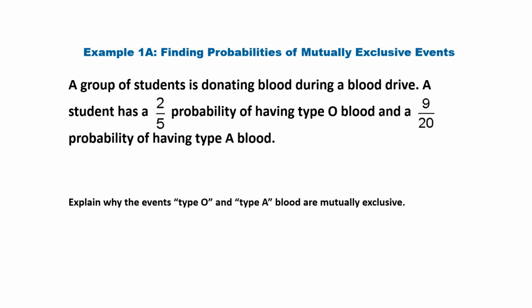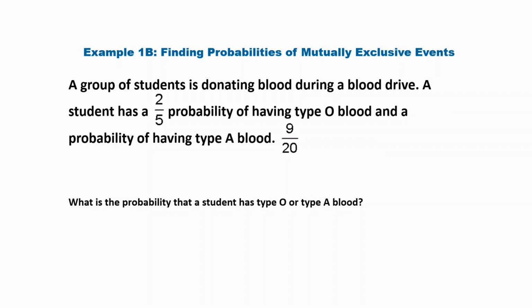All right, here's an example. A group of students is donating blood during a blood drive. A student has a 2 out of 5 probability of having type O blood and a 9 out of 20 probability of having type A blood. The question says, explain why the events type O and type A blood are mutually exclusive. Well, it's pretty obvious. A person can only have one blood type. You can't have type A and type O at the same time. So those are mutually exclusive events.